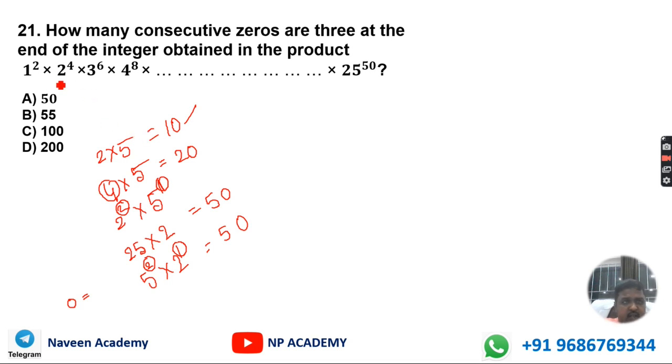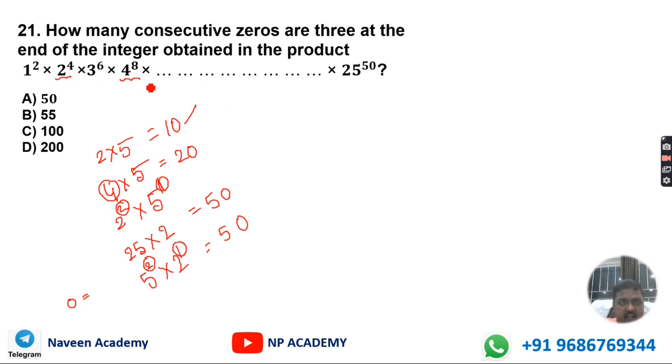So here 2 power 4, 4 power 8, then 8 power 16. So 2 is more than 5, my dear friends. In this series, 1 square, 2 power 4, 3 power 6 and 4 power 8, the number of 2s is more than 5s. So we'll consider the 5s, my dear friends.